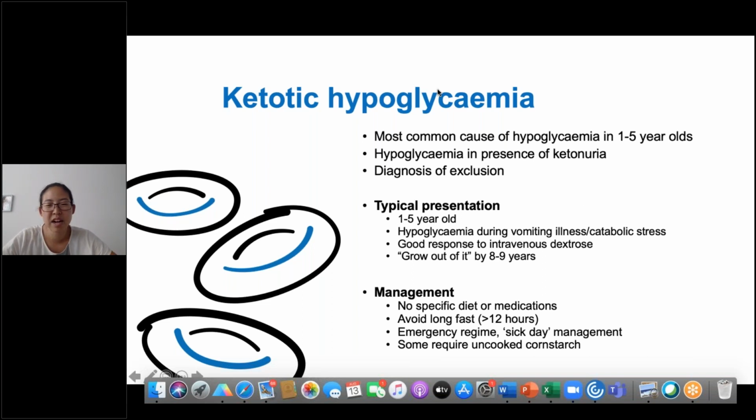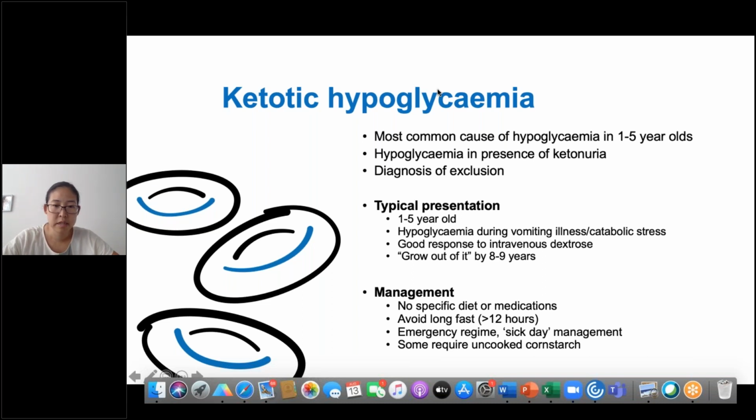A lot of times you would have heard perhaps your consultant tell the parents that they grow out of it by 8 to 9 years old. What actually happens is that they don't actually grow out of it. They always will have a tendency towards ketotic hypoglycemia, but because they're growing older and bigger, the glycogen stores in their liver get bigger. So in fact, their tolerance to fasting improves over time. So it looks like it's getting better. If they're an adult and they decide to go on a hunger strike, the same thing could happen to them again.